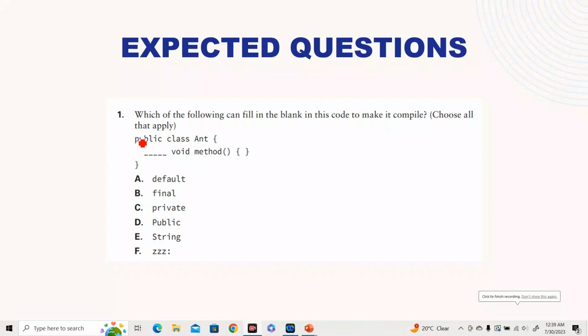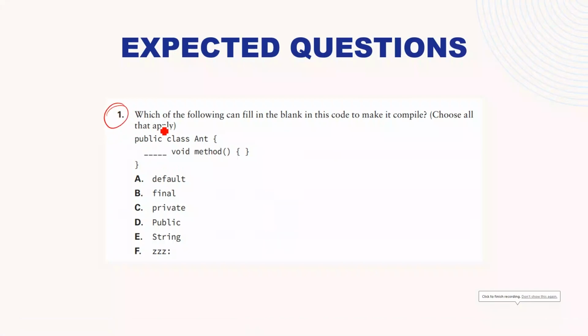So let's look at this question, guys. Question number 1. Which of the following can fill in the blank in the code to make it compile? Choose all that apply. So first of all, you need to figure out if it is a multiple choice question or not. If you go for one choice, then the mark is gone.